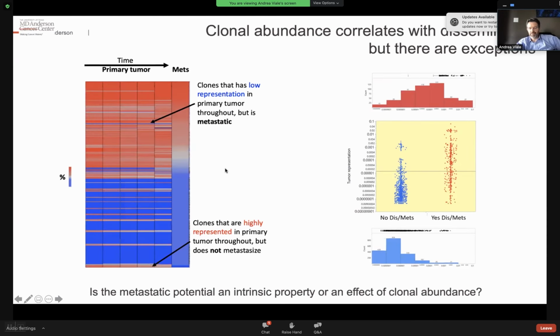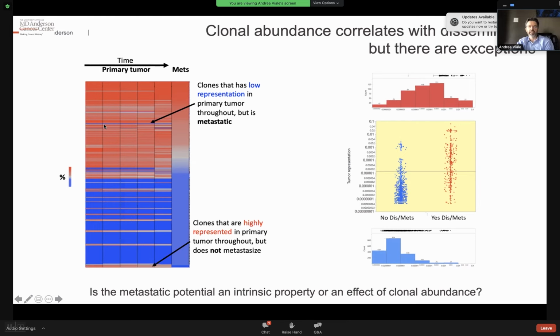We then tried to understand what was the driver of metastasis, right? What was really influencing the behavior of these cells. We found that clonal abundance, so fitness in the primary, was correlated with the metastatic behavior. You can clearly see that the clones that are able to sustain metastasis are, on average, more represented, more abundant, than the clones that are not able to metastasize. But there are many exceptions.